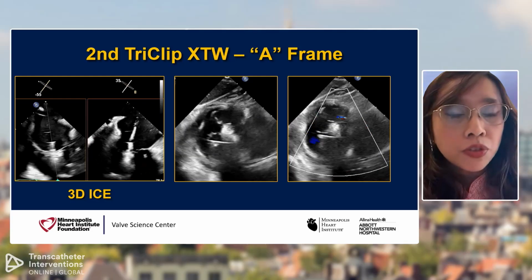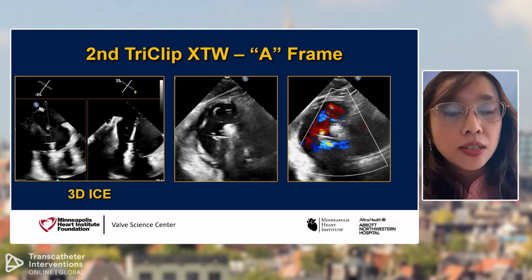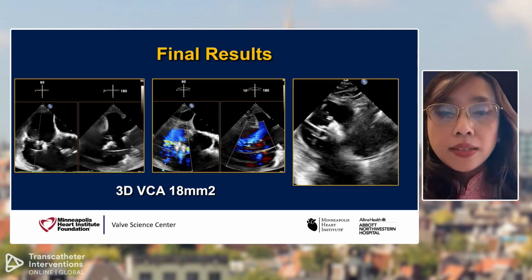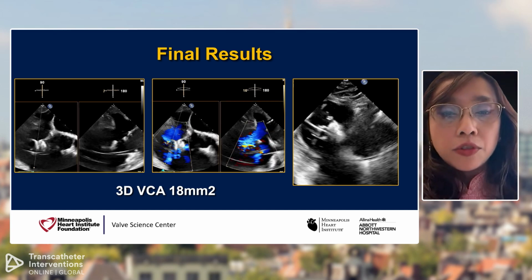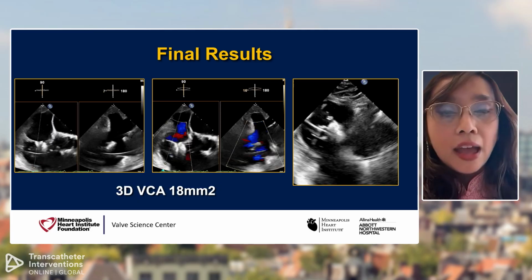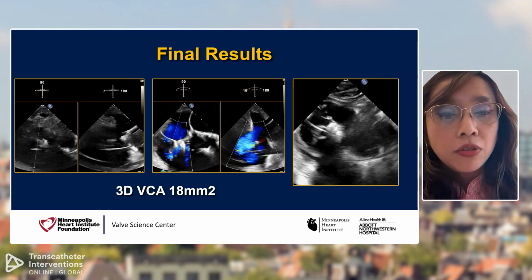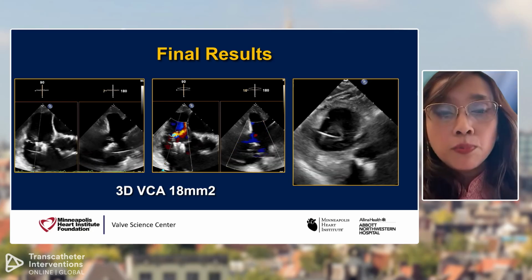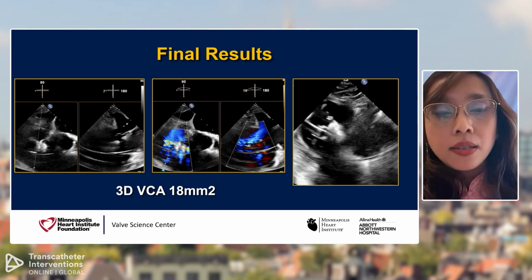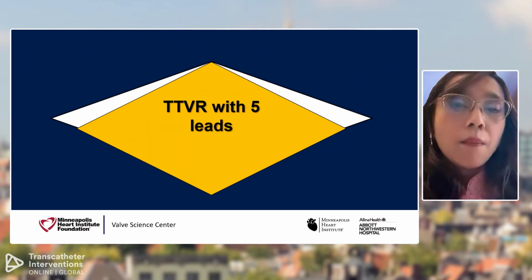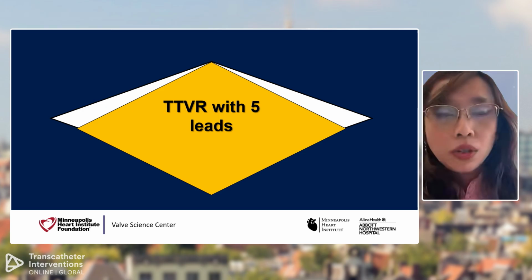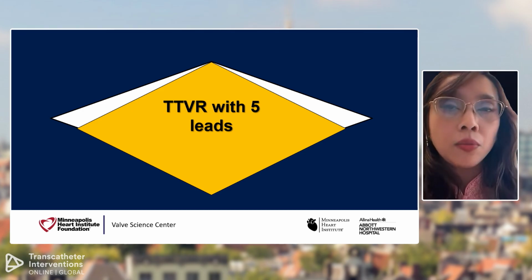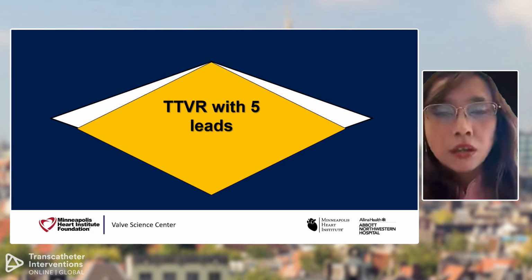So post procedure, of course, we measure the jets in between the clip arms and down from severe down to 18, which is mild tricuspid regurgitation. So really a good reduction in this patient. And here you can see the final images of this patient. So you best use TEE with 3D ICE, and combining both of these is what we usually would love to do to really speed up not only the efficiency, but really with dedication, confirmation of the leaflets.